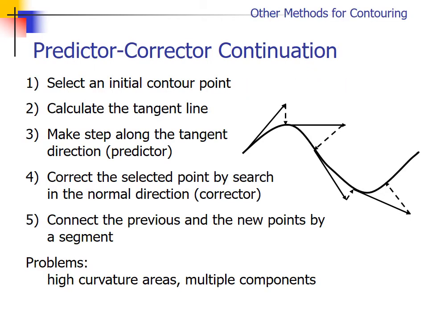The predictor-corrector continuation works as follows. We have to select an initial contour point, calculate the tangent line, make a step along the tangent direction, its predictor, correct the selected point by search in the normal direction, its corrector, and connect the previous and the new points by a segment. There are such problems with this algorithm. It's difficult to get a contour with high curvature areas. And if there are disjoint areas or multiple components, we cannot extract all contours using a single point.